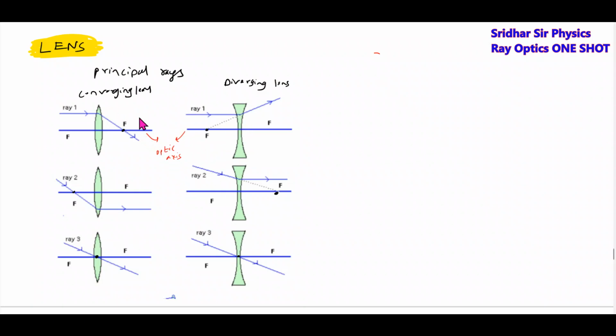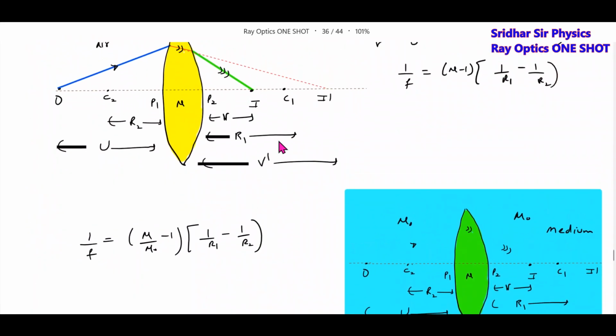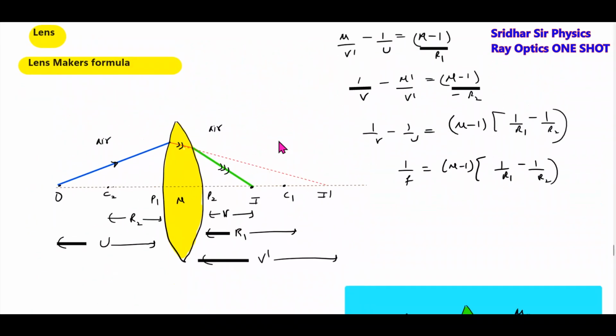Okay, then further, what do you mean by focus? If the object is at infinity, where the image is formed is called the second focus. If the object is at focus, where the image is formed at infinity, that will become the first focus. Now, what we discuss will be the second principal focus. So the focal length of the lens depends on what? For that we'll derive the lens maker formula.